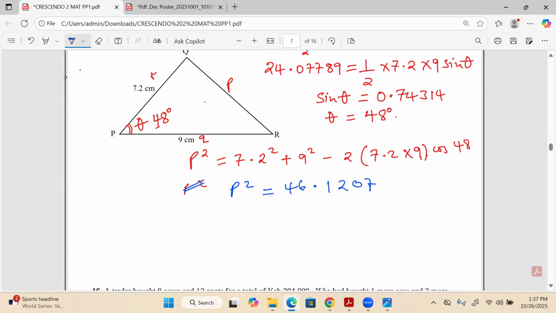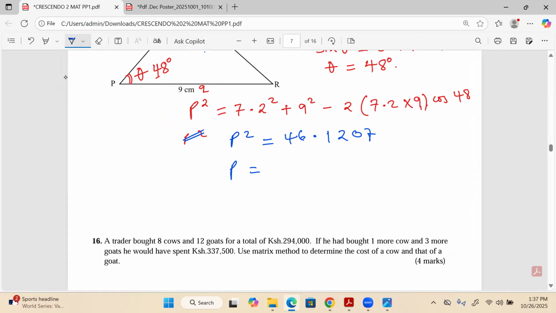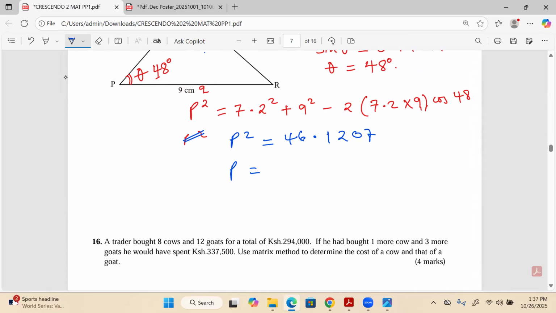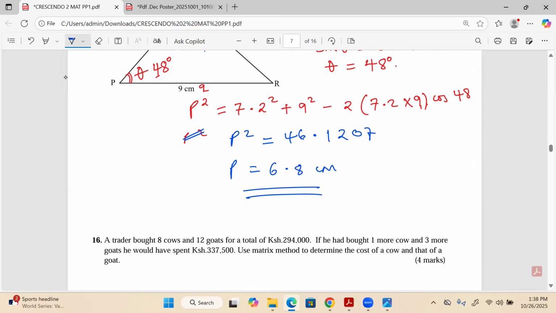So the value of P shall be the square root of 46. This square root now gives us 6.79. But remember, we need it to 1 dp. So 6.8 centimeters. That is it. 6.8 centimeters. A very good question. Very good application of trigonometry.